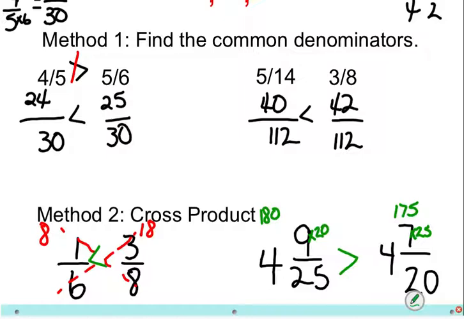Okay? So this is 4 plus another 9/25ths, which equals 180 here. This is 4 plus another 7/20ths, which gives me that 175. Well, what if it was 3 9/25ths and 4 7/20ths? I wouldn't even have to compare the fractions, would I? No, because I would know that 3 was less than 4. Okay?